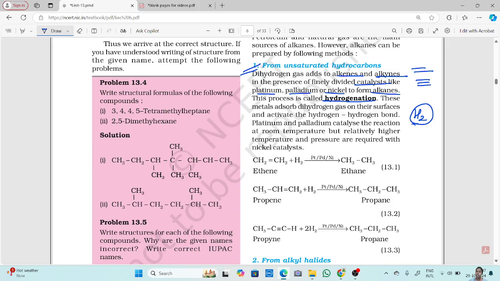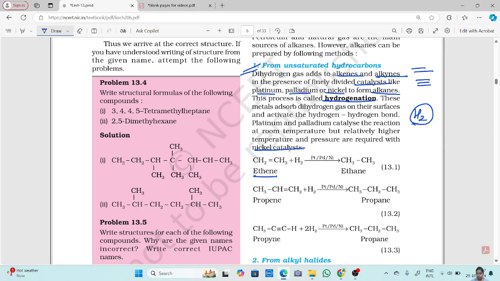Now platinum and palladium catalyze the reaction at room temperature. You can use these catalysts at room temperature, but relatively higher temperature and pressure are required with a nickel catalyst. So for using nickel, you want a temperature higher than normal room temperature, and pressure is also required, whereas platinum and palladium you can use at normal room temperature also. So how can you do that?